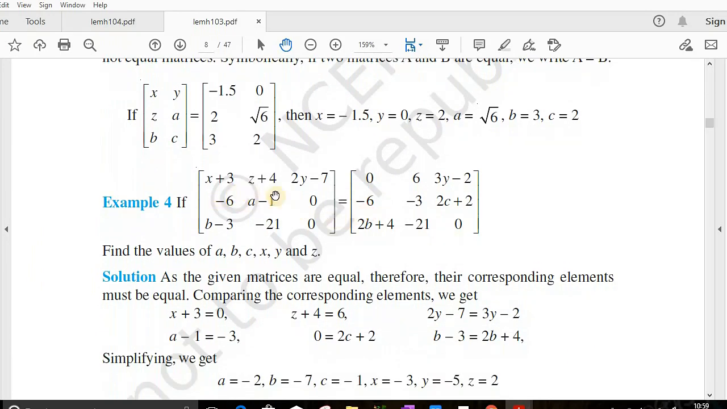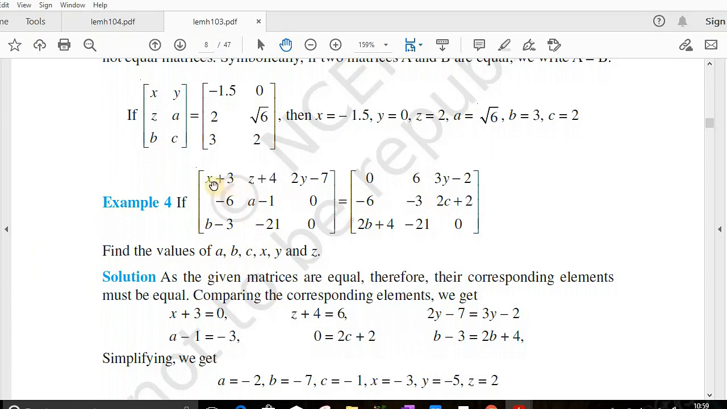For example, here it is given these two matrices are equal, find the value of a, b, c, x, y, z. What does equal mean? First we have to see the order, the order is equal, it is given, right? If the order is not equal then the question is wrong. So what is the order of this matrix? Can you tell me, anyone? 3. Yeah, this is a square matrix of order 3. So this is also a square matrix of order 3. Okay, now it is given that they are equal.